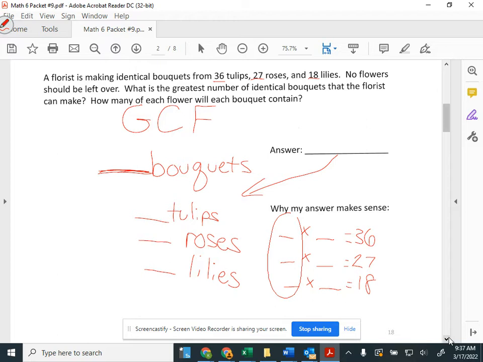So are you on the page that we're on, making sure you did it correctly? So why your answer makes sense, you're going to put down the equations. Each first number should be the common number, should be the same number. Times what gets us 36? That's how many tulips there'll be, because there's 36 tulips. So the bouquets times the tulips equals the total number of tulips.